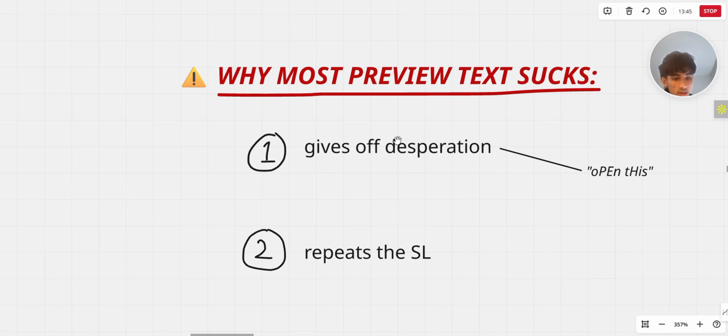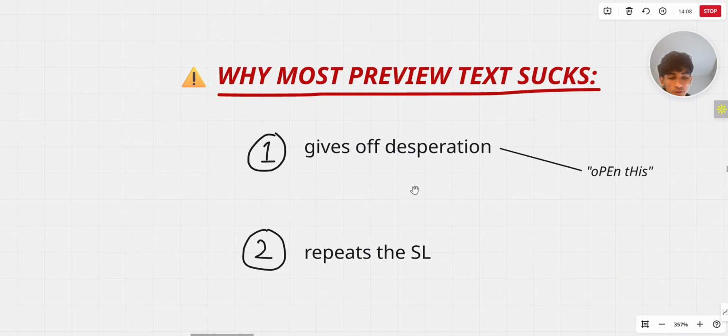Now, most people don't even use it, but still, most of the people who do use it, it completely sucks. Because number one, usually it gives off desperation. Using phrases such as open this or read this, we never use those phrases with any of our clients. The reason for that is it just gives off complete desperation, as if you need the open. Never use those type of phrases. Or number two, it's just repeating the subject line.